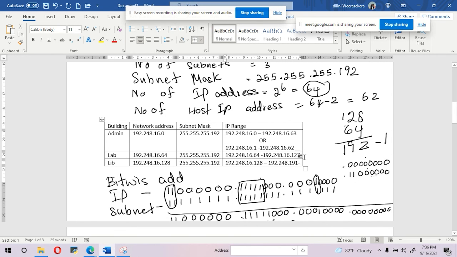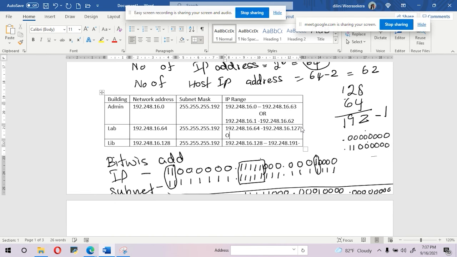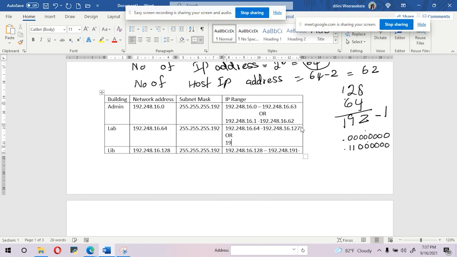Okay. It's the same way. This can also be done, in the same manner. 192.248.16.64 is a network address. So the first host address is 65 to 192.248.16.126, because 127 is the broadcast address.